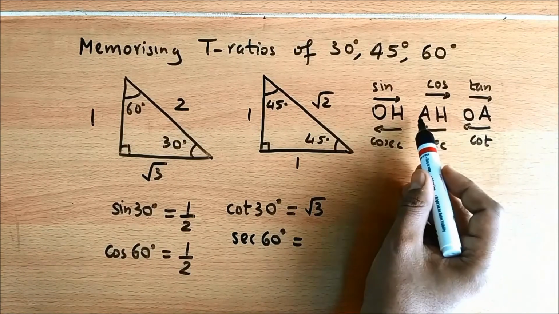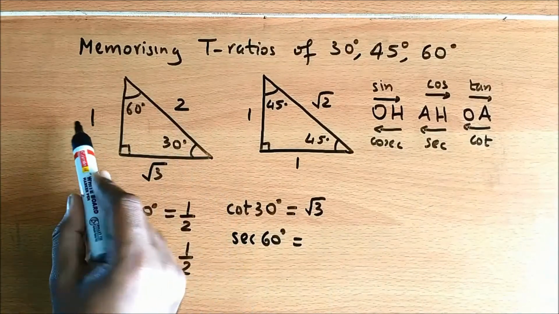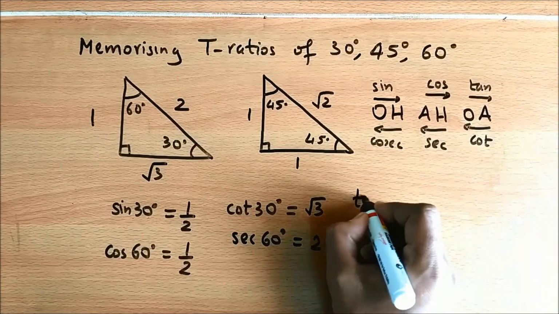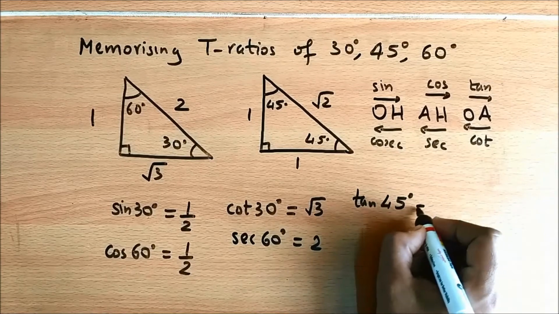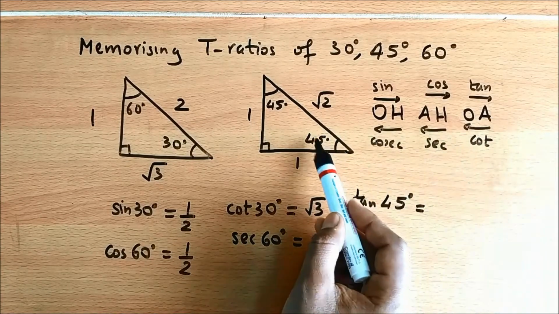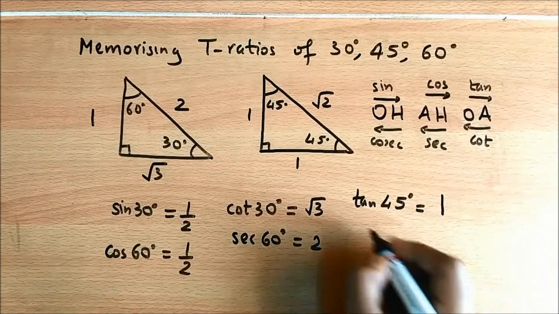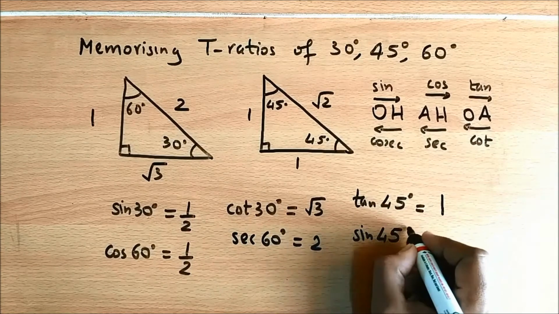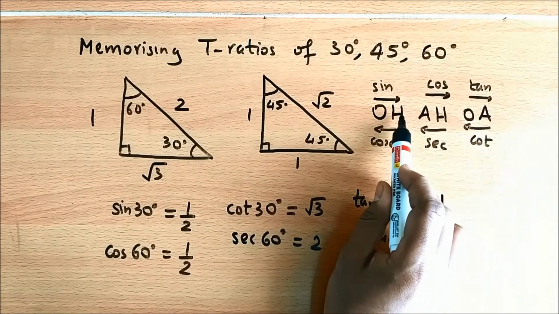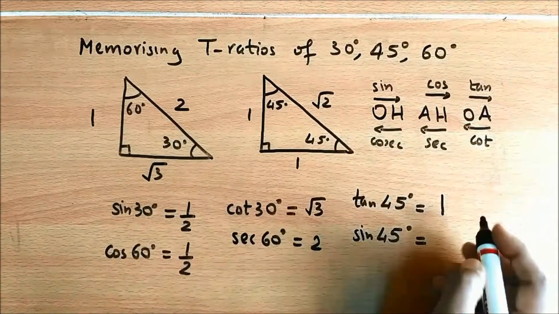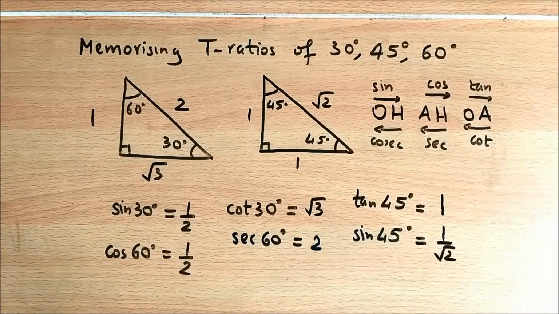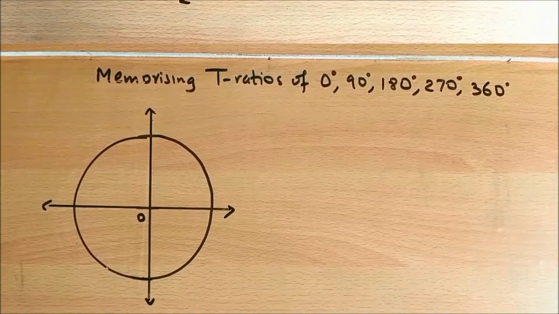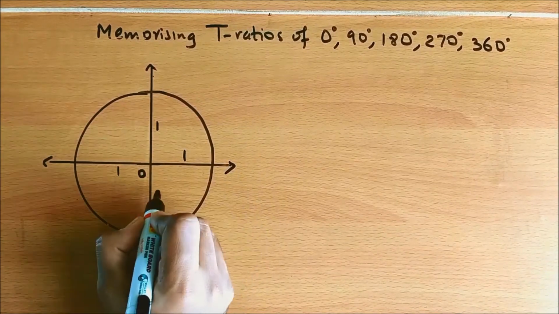Next is sec 60, hypotenuse upon adjacent. So it is 2. Next comes tan 45, opposite upon adjacent, so 1 by 1, that is 1. And lastly, sine 45, opposite upon hypotenuse, so 1 by root 2. Simple. Now for 0 to 360, we need a unit circle.